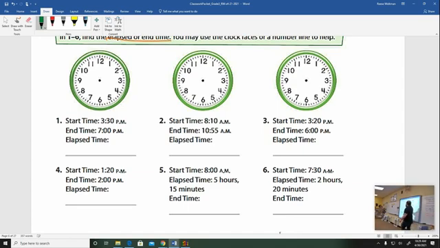Okay, start time 3:30. We're going to draw it out. We're going to draw out 3:30. So if you guys didn't fill these in, make sure you're doing that. Okay, I'm going to draw out 3:30. If it's 3:30 at the start time, where should I draw the shorthand, Allie?